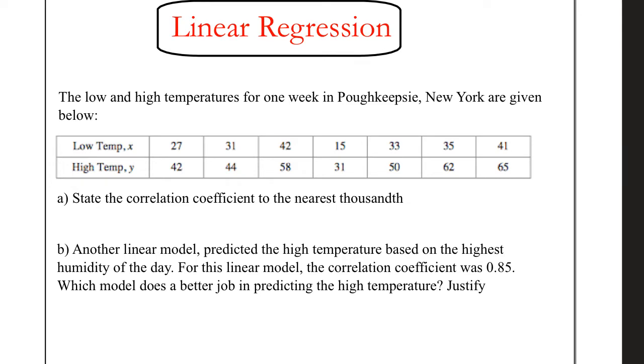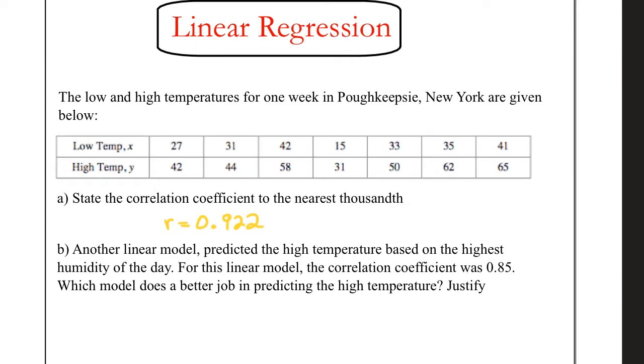So in this case, if you did this correctly on your graphing calculator to the nearest thousandth, you should get 0.922. There's no rounding. It's pretty low digits early on there. So 0.922. So this is a very strong relationship.